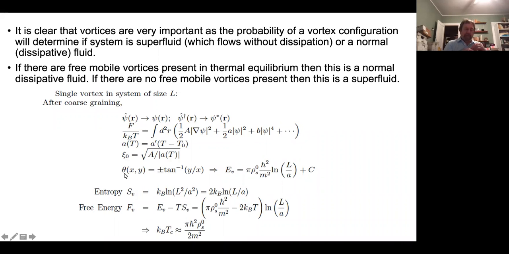Now suppose we have a unit vortex at the origin. Then the phase is just plus or minus the inverse tangent of y over x. This implies that the energy of an isolated vortex somewhere in the middle of the system of size L is basically this coefficient pi rho s naught times h bar squared over m squared times the logarithm of the system size divided by some microscopic length scale a, which let's say is the radius of the core of the vortex. And then maybe there's some constant of order one.